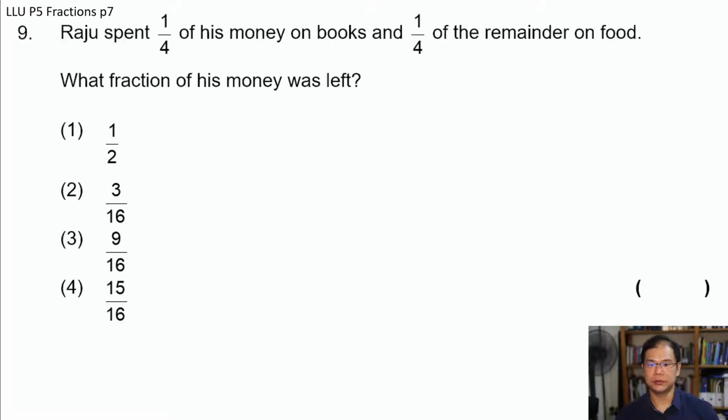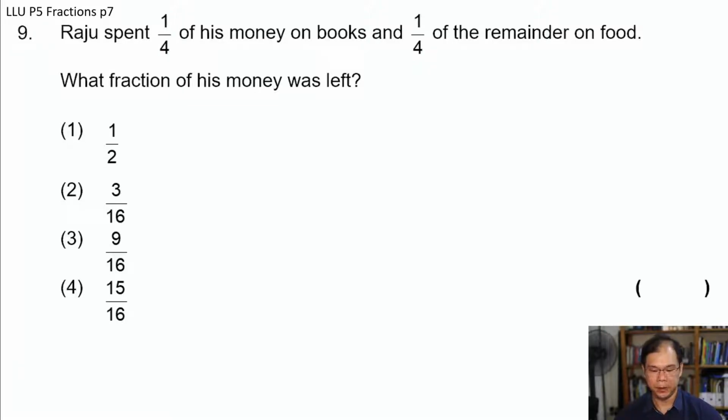So the first question which I asked you to do was question 9 on page 7 of the worksheet. Okay, so it looks simple, like a multiple choice question, but later you realize that the model that I draw is slightly different from the models that I have shown in the previous examples, right? I will explain a bit more.